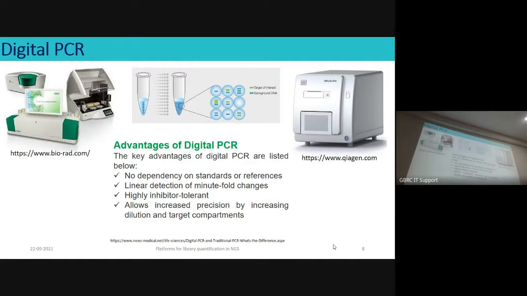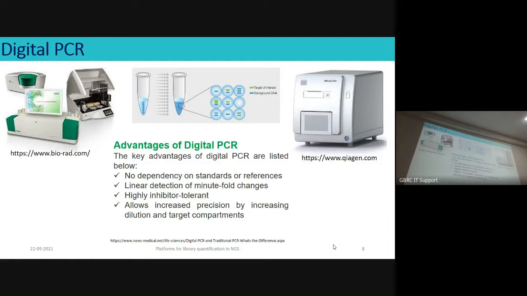And the third method is digital PCR. The advantage of digital PCR is that there is no dependency on a standard or reference, because in real-time PCR we have to run the standard, and based on the CT value we have to determine the concentration of our sample. However, in digital PCR it is irrespective of the reference. You have a separate, entire lecture for digital PCR. Who is going to deliver that lecture? I am not going into much detail in digital PCR.